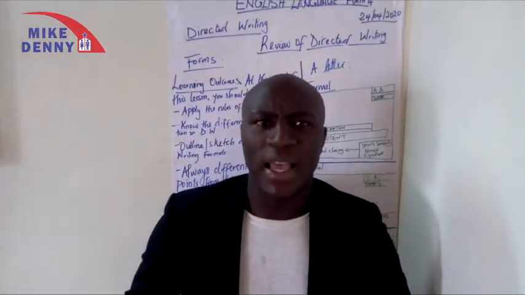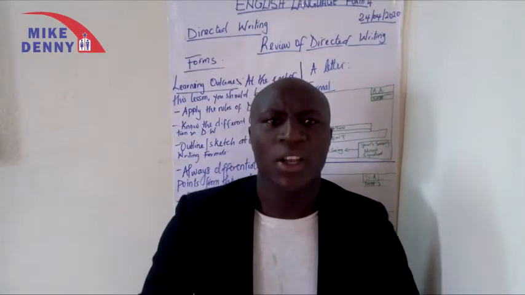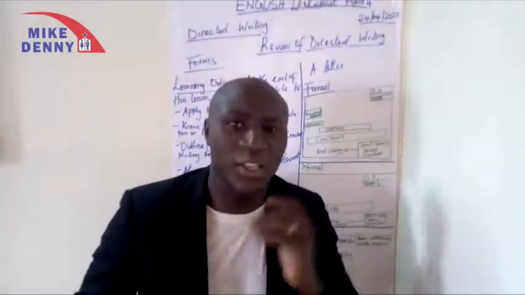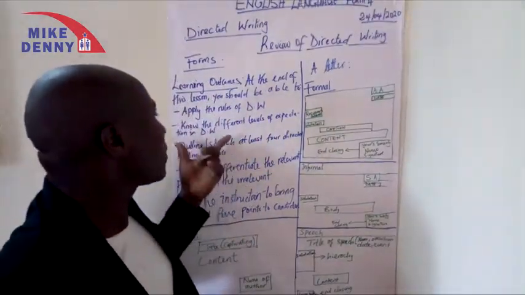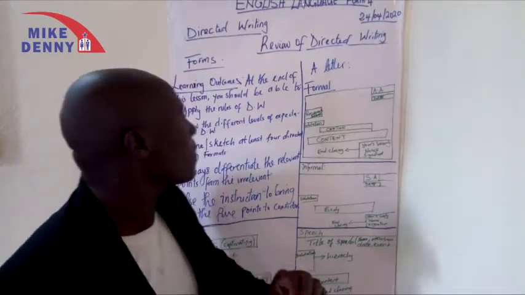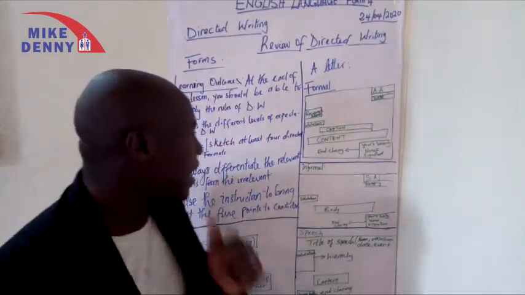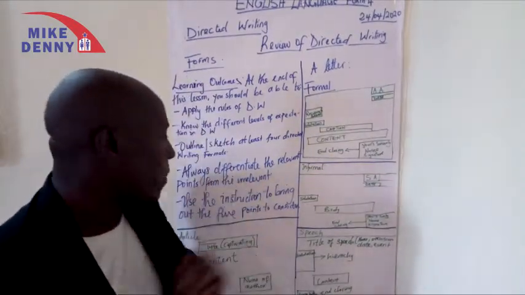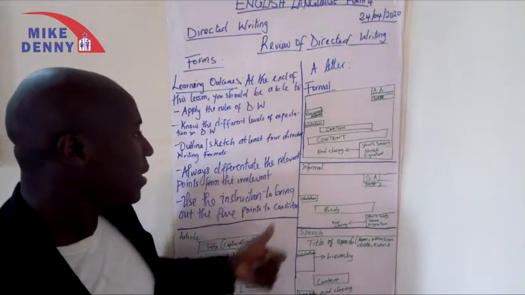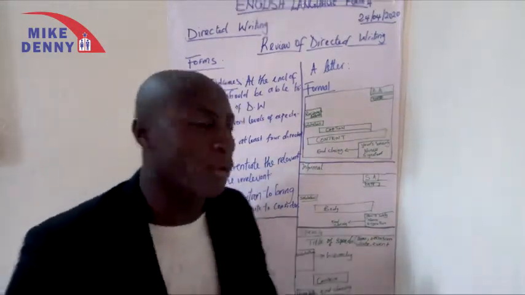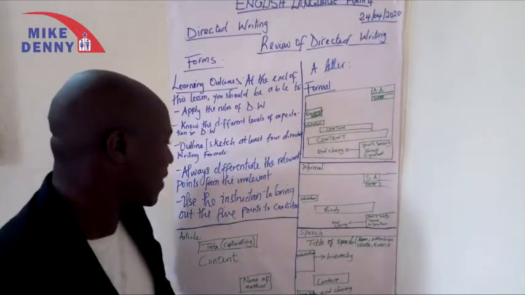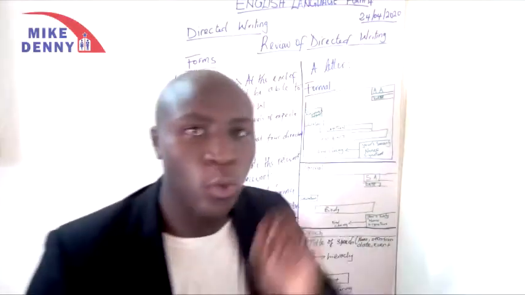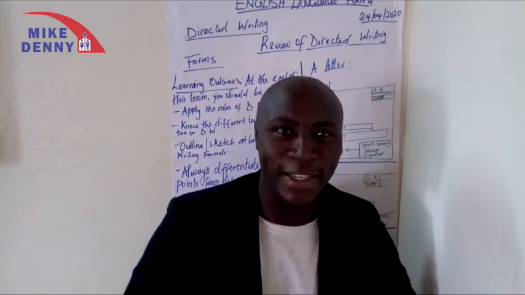The objective expected from you at the end of this lesson is that you should be able to apply the rules of directed writing as you'll be reminded here today. You should know the different levels of expectations in directed writing, and equally outline or sketch at least 4 directed writing formats and always differentiate the relevant points from the irrelevant points. You are expected equally at the end of this lesson to be able to use the instructions to bring out the 5 points to consider when writing a directed writing passage.